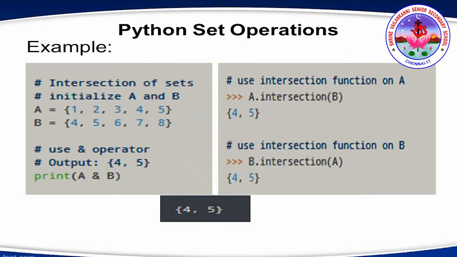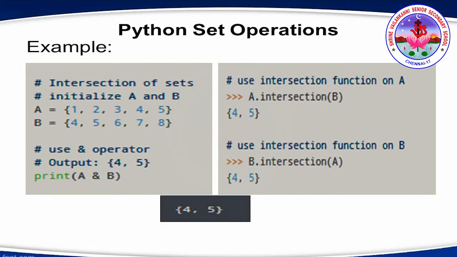Now intersection. For intersection, we use the AND operator. A is equal to 1, 2, 3, 4, 5. B is equal to 4, 5, 6, 7, 8. Here we are using intersection. Intersection means only the common numbers will display from the set. Here we get 4 and 5, which is common in both. That is the output.